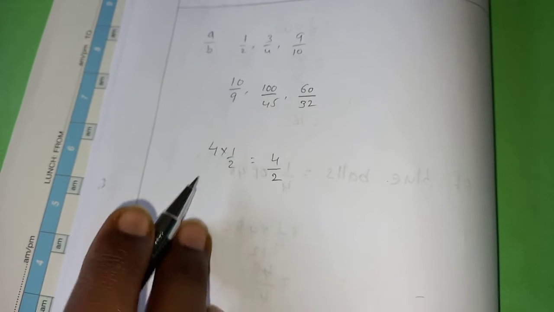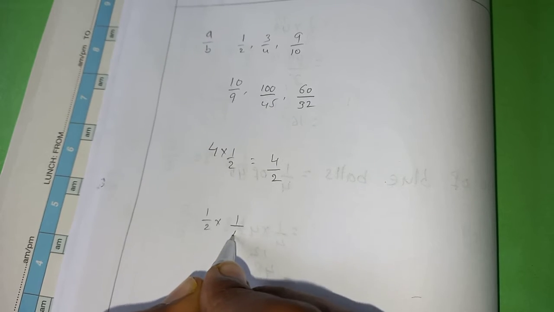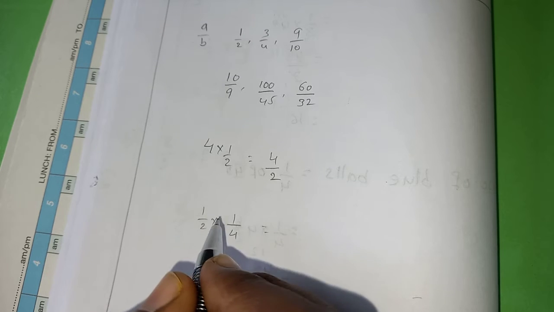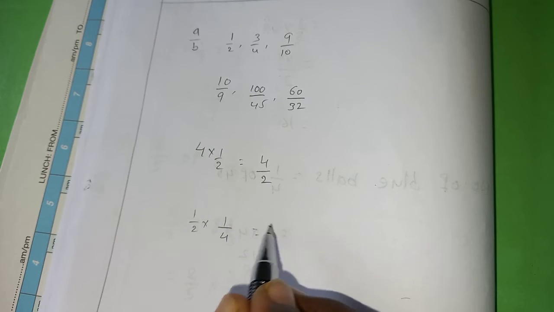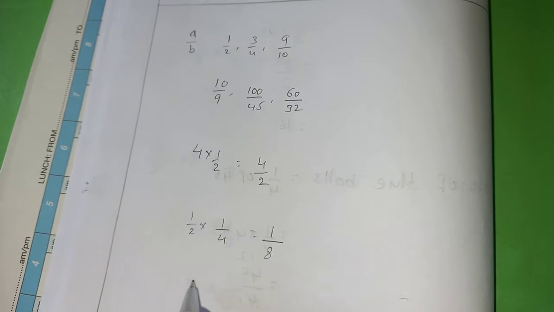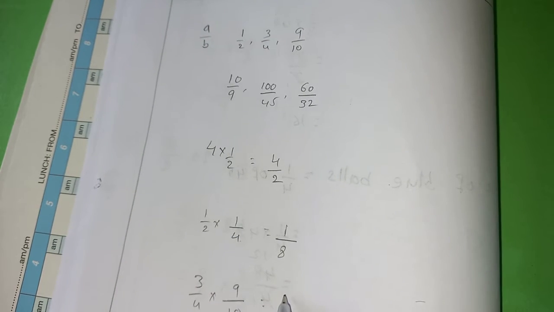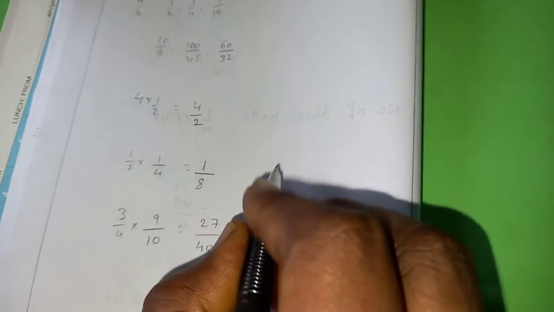For example, if you have two fractions like 1 by 2 into 1 by 4, how to multiply these two? If you have two fractions, in this case you have to first multiply numerators. 1 into 1, 1. 4 twos, 8. 3 by 4 into 9 by 10. 3 nines, 27. 4 tens, 40. Like this.